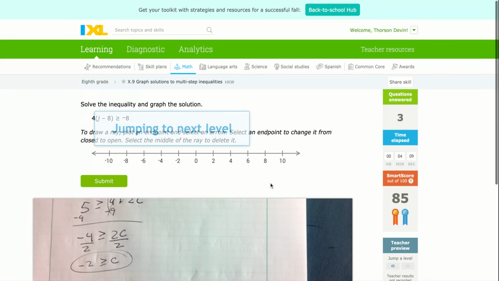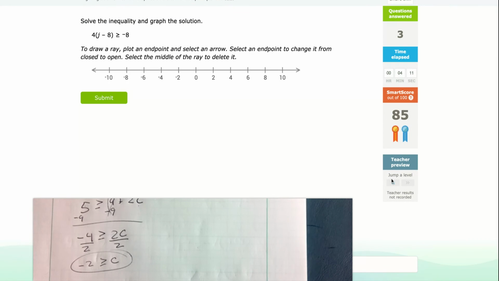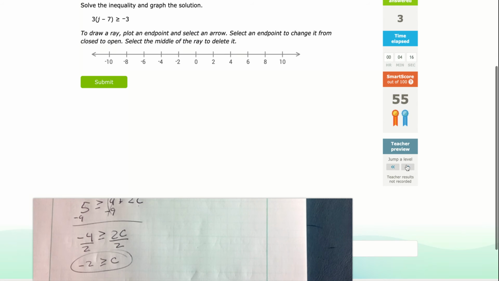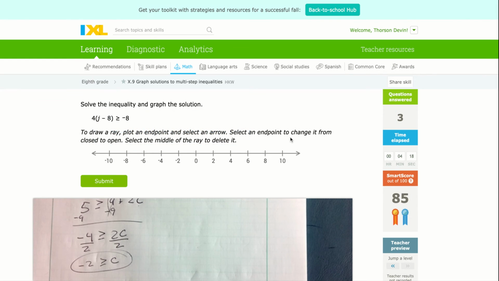I don't think we've ever graphed one that has a strict inequality. They're all less than or equal to or greater than or equal to.